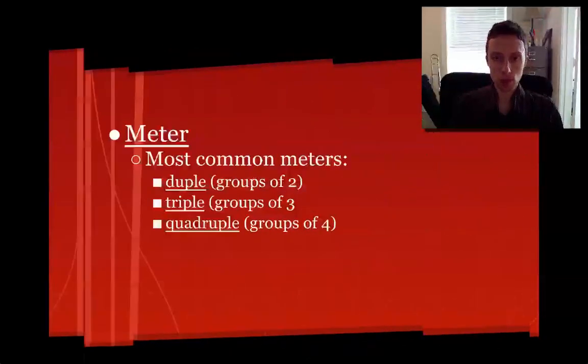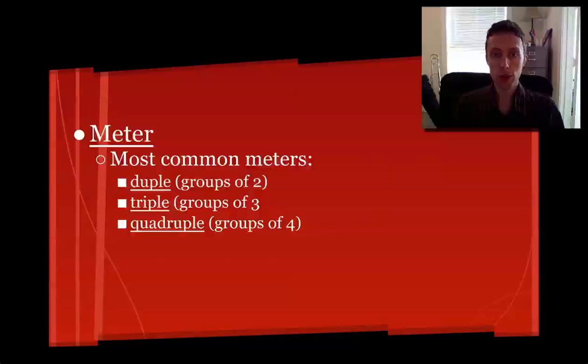So there are 3 really common meters that, for the purposes of this class, are the ones that you'll need to know. They're duple, which is when we group beats into groups of 2. Triple, when we group them into groups of 3, and quadruple, which is groups of 4, of course. So that's the sort of basic meters. Duple for 2, triple for 3, and quadruple for 4.